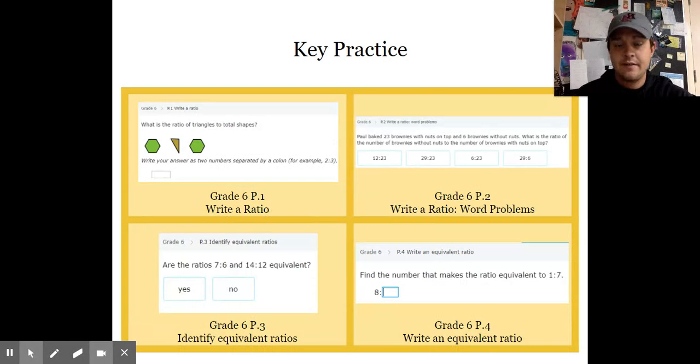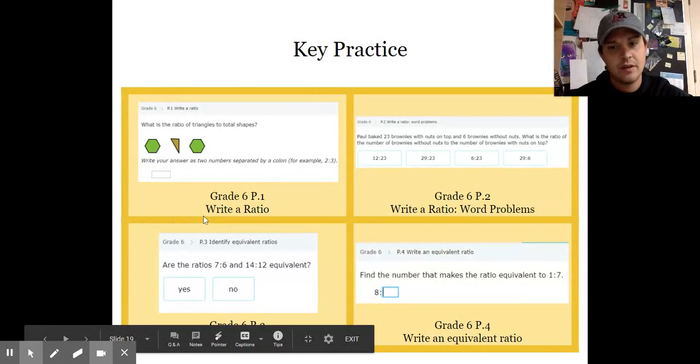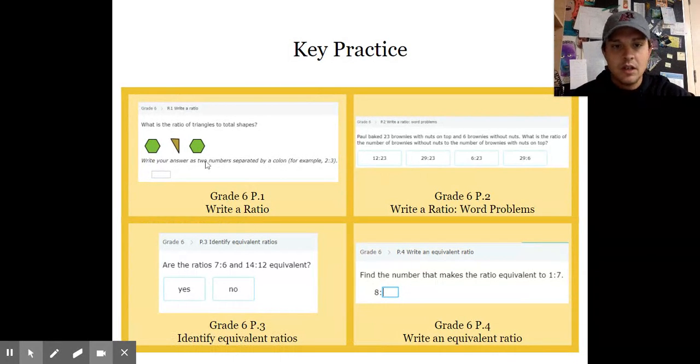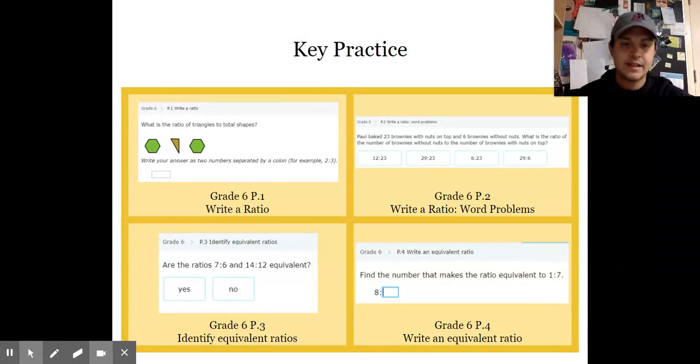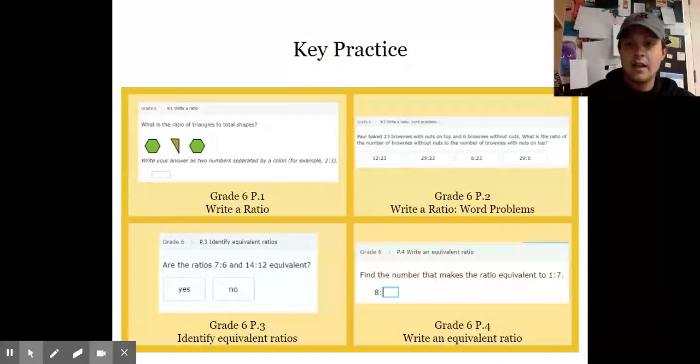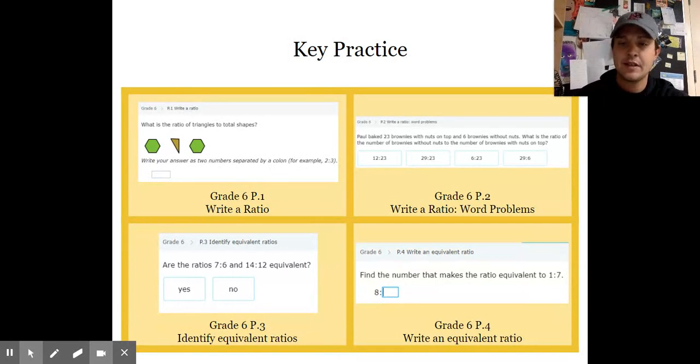Here we go. Your key practice for this outcome are these 4 IXL skills. Grade 6 P1, where they ask you to write a ratio. Grade 6 P2, where they ask you to write a ratio but in word problems. Grade 6 P3, where they ask you to identify equivalent ratios. And grade 6 P4, where you write an equivalent ratio. So IXL is your key practice. Make sure that you're trying all 4 skills. It'll take a lot of work to get to mastery, but if you get to like a 60 or 70 in a skill, then maybe move on to the next skill and come back to it. But those 4 skills are your key practice for this outcome.